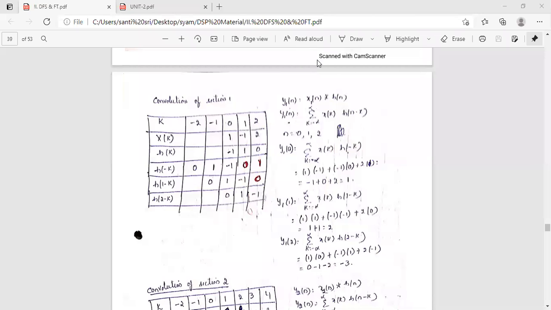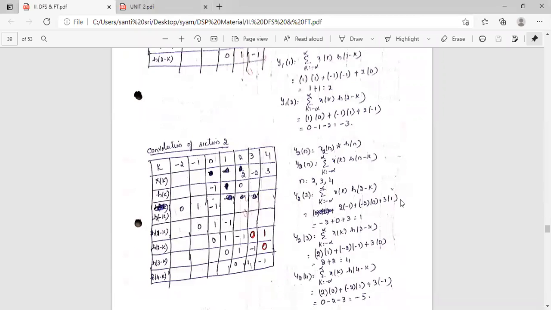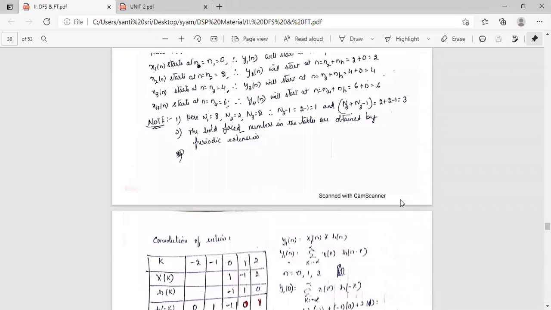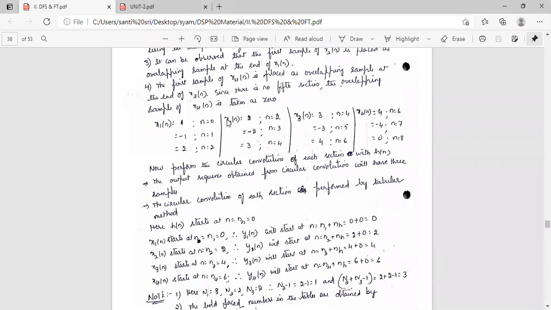In the same manner, coming to section 2, that is convolution of section 2. We have to find out the values for section 2, x2 of n, for n equal to 2, 3, 4, so y2 of 2, y2 of 3, y2 of 4. We have to calculate these three values. For section 3, we have to calculate y3 of 4, y3 of 5, and y3 of 6. For section 4, we have to calculate y4 of 6, y4 of 7, and y4 of 8.